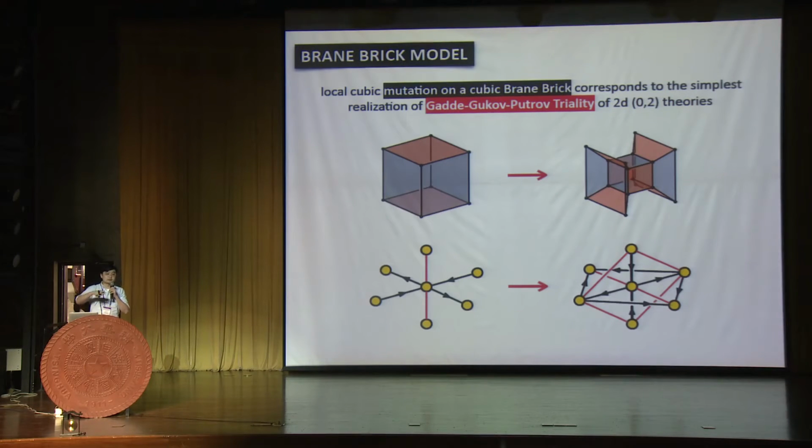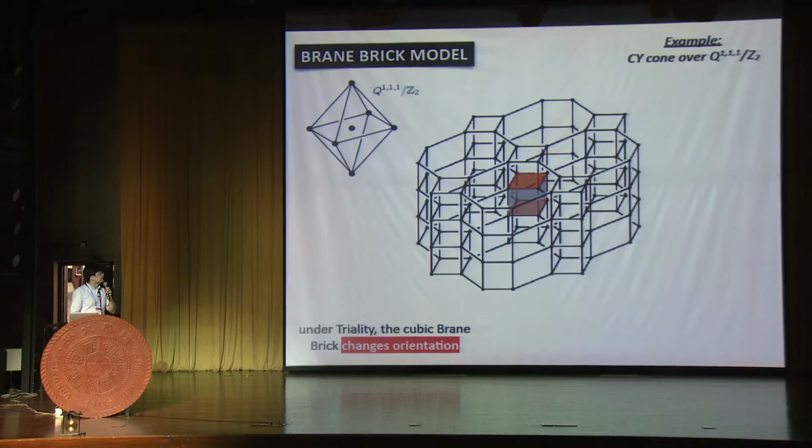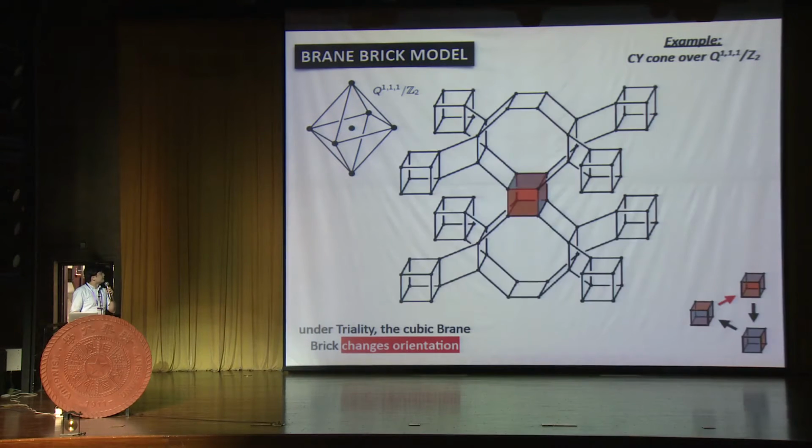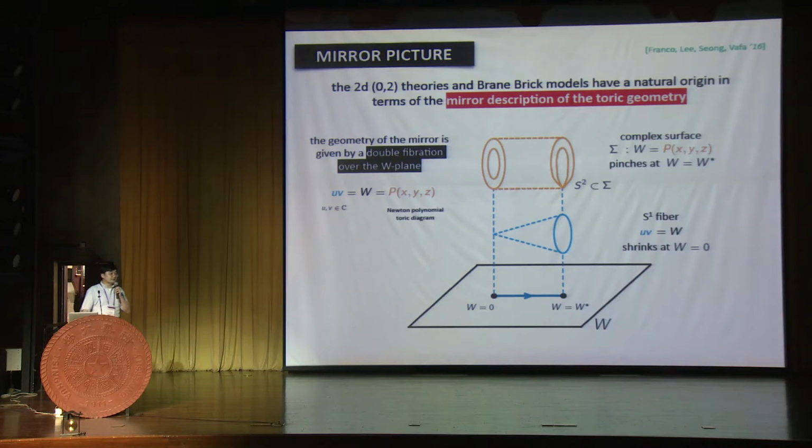If we also have a cubic brane brick, we can do a local deformation of the brane brick model, which translates to Gadde-Gukov-Putrov triality of the 2D (0,2) theory corresponding to this brane brick model. We can show this in terms of the brane brick model corresponding to the cone over the Q111/Z2 surface, which contains a cubic brane brick that rotates 3 times until it comes to the original brane brick model under triality.